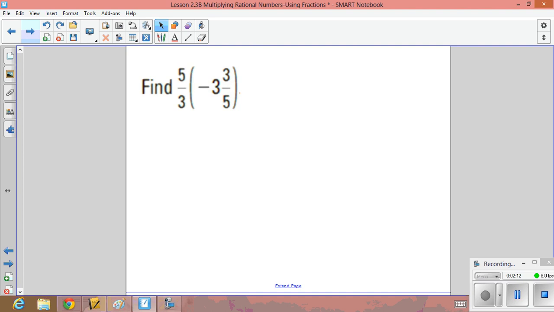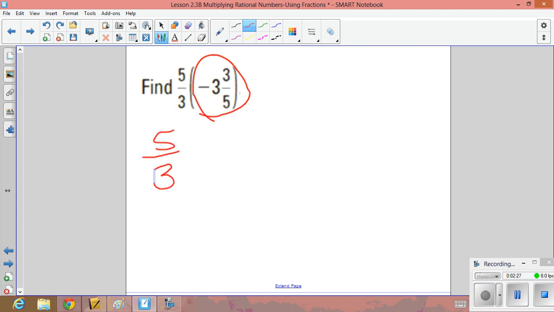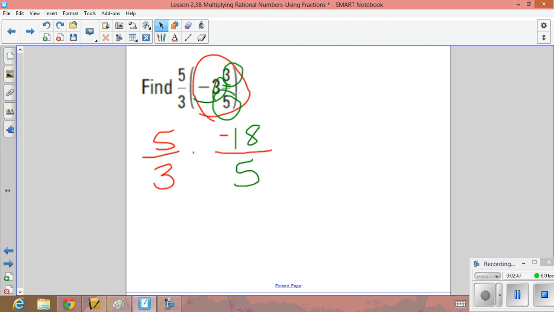So we want to find 5 over 3 times negative 3 3/5. So the first thing we need to do is make this mixed number, we need to convert it to an improper fraction. So we have 5 over 3 times negative something. We will take 3 and multiply it by 5. So 3 times 5 is 15, plus 3. So 15 and 3 is 18. So we get 18 over 3. Keep the denominator the same.